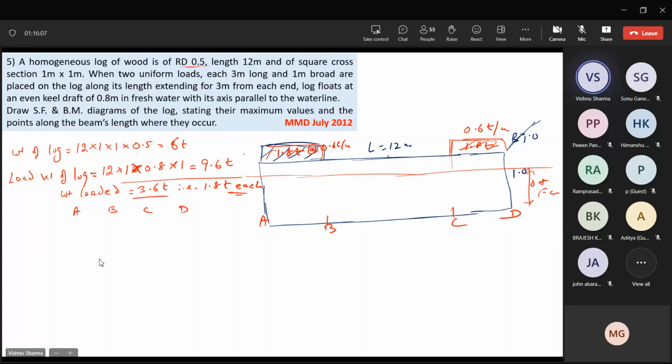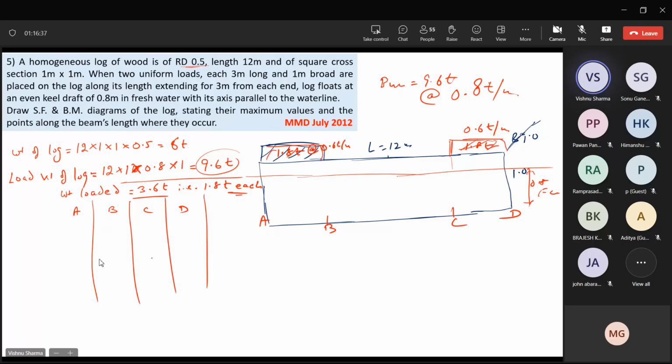And buoyancy will be 9.6 tons divided by 12. How much is 9.6 by 12, beta? 0.8 tons? Yes, sir, 0.8 tons per meter. Okay, so now we'll have the light displacement.